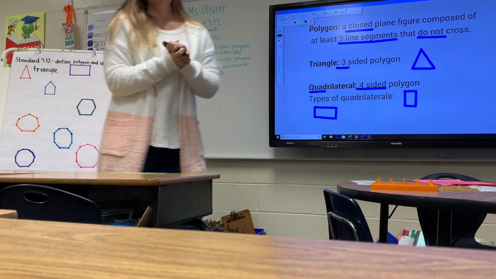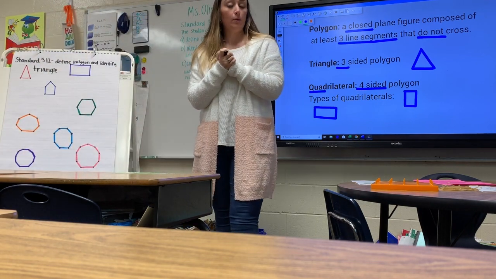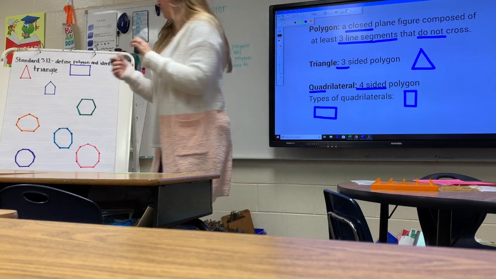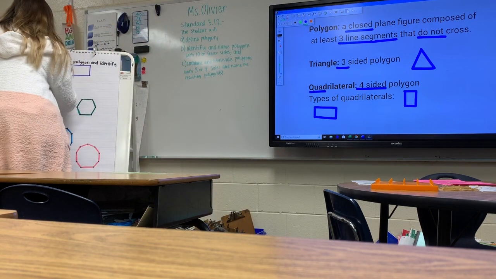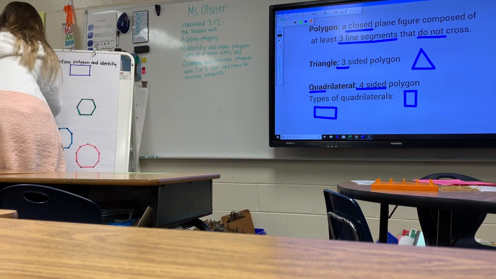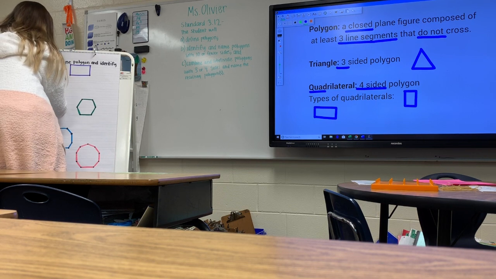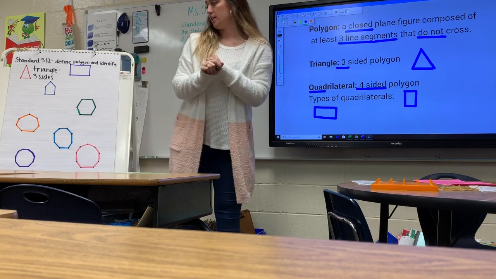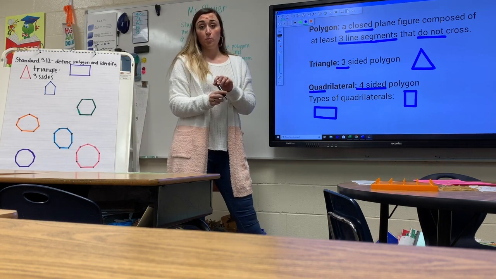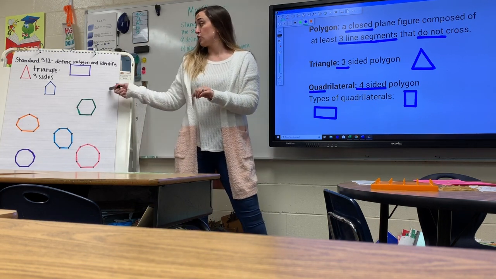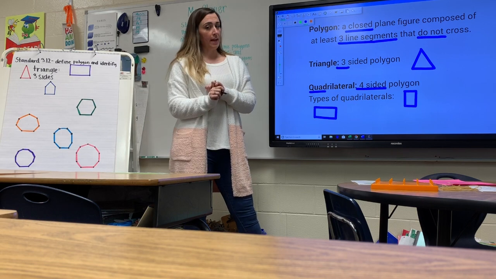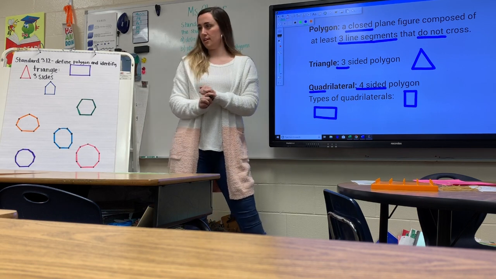Now under triangle, I'm gonna write 3 sides. That way we can remember the definition. All right, very good. So the next shape we are going to add to our anchor chart is this 4-sided shape. Can anyone tell me what that is?